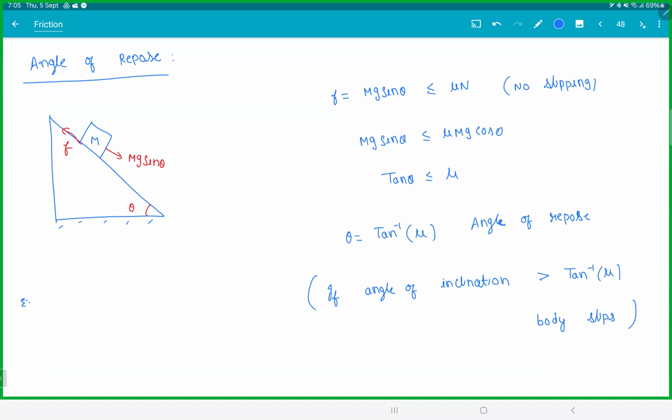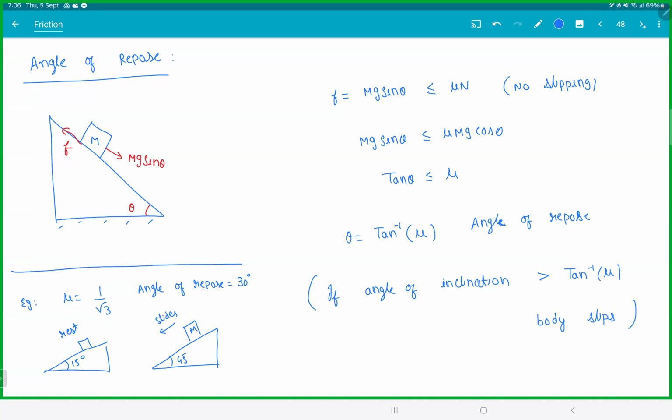So example, let's say mu is equal to 1 by root 3. So the angle of repose would be 30 degrees. That means if you take an incline of 15 degrees and an incline of 45 degrees, if you keep the block on the first, it will be at rest. If you keep the block on the second, it slides. But that's what it means. Clear?